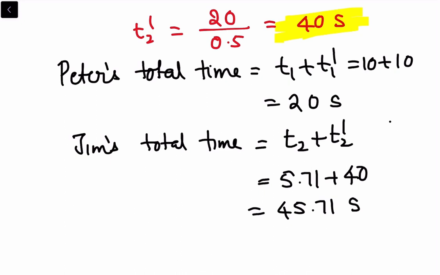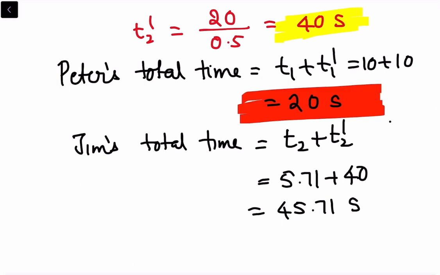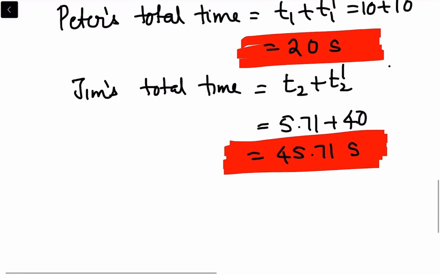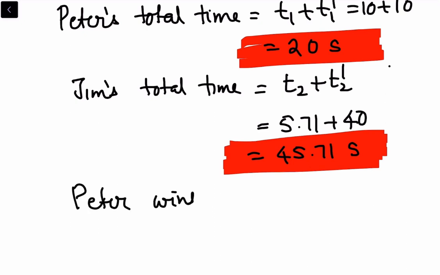Now we got both for Jim as well as for Peter. For Peter it took 20 seconds to go and come back. For Jim it took 45.71 seconds to go and come back. Now who came first? Peter came first. So who wins the race? Peter wins the race. By how much time? 45.71 minus 20, that is 25.71 seconds. So finally, who wins the race? That is what they have asked in the question. Finally, Peter wins the race.